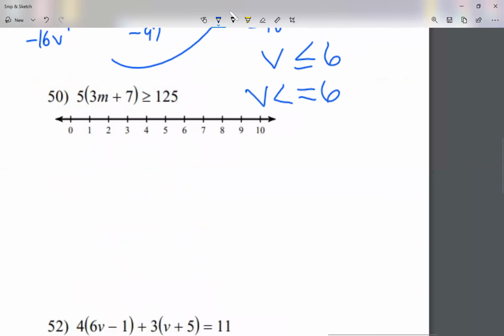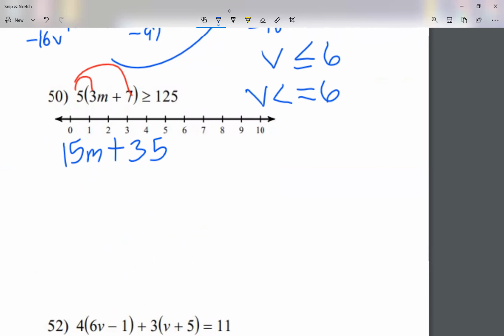Last question here. Let's get rid of parentheses. I'm going to multiply the 5 to the inside. So that's going to give me 15m plus 35 is greater or equal to 125. Combine like terms if possible. Nothing I can do. The m has to be on the left side, which is good. So this plus 35, let me move it over as a minus 35. Remember, the letters on the left, the numbers on the right.